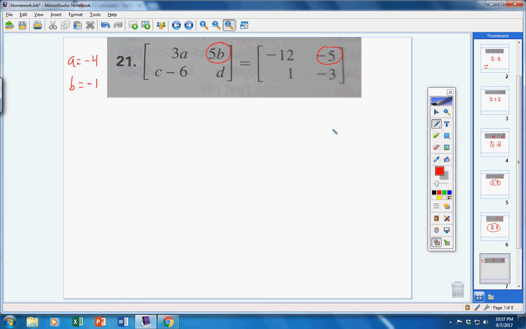Okay, now let's solve for C. This has to equal this. C minus 6 has to equal 1. Well, what number would you put here so that when you subtract 6 you get 1? Would it not be 7? Sure. 7 minus 6 is 1. So C equals 7. And lastly, D has to equal negative 3. So there's really no work to do there. D equals negative 3. Alright? And there's your 4 answers.